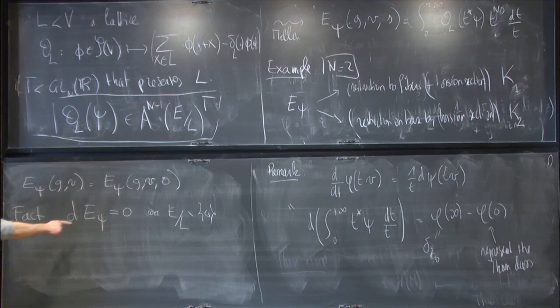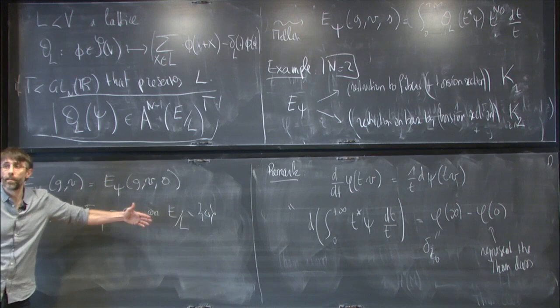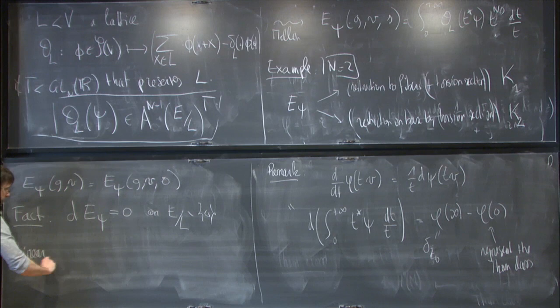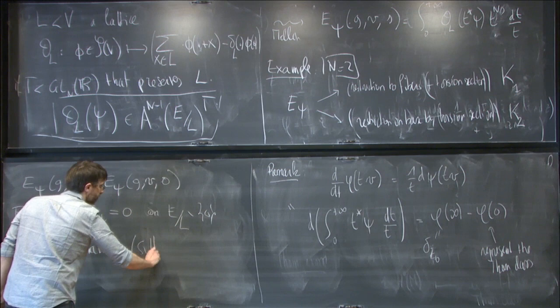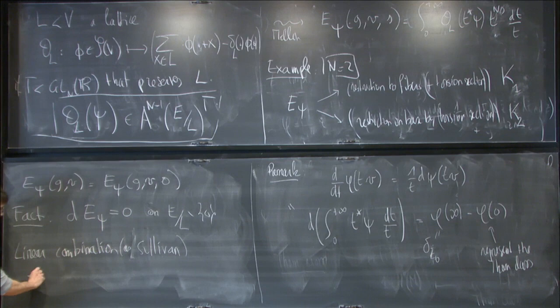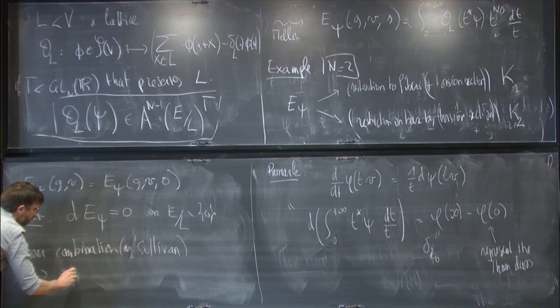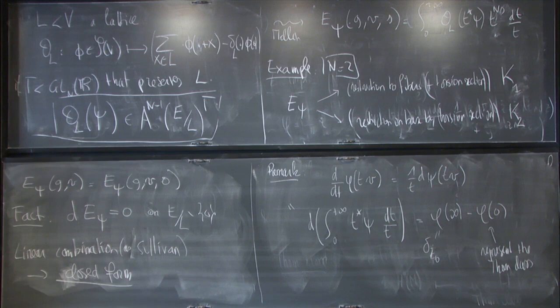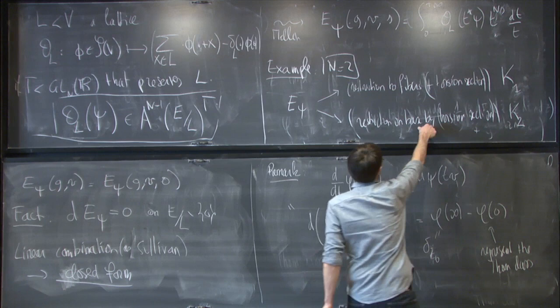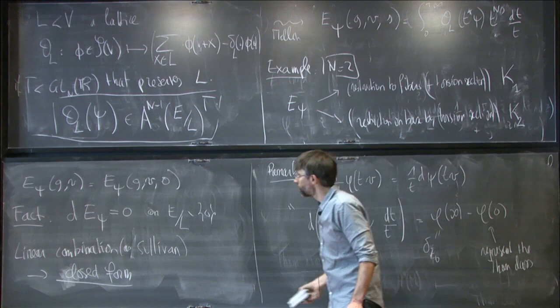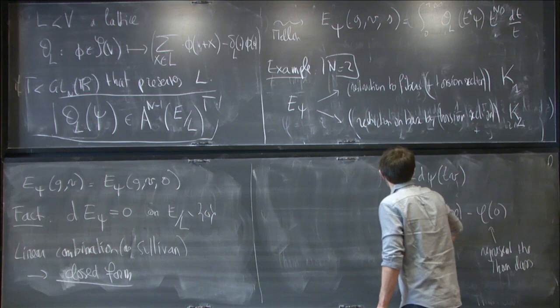We take a linear combination of this form, which corresponds to taking a dual class to a degree zero divisor, as in Sullivan, sorry, as in Sullivan, and this gives a closed form. If you consider, for example, this second case, and you pull back by a torsion section, then what you get here is the weight 2 Eisenstein series associated to a torsion point.